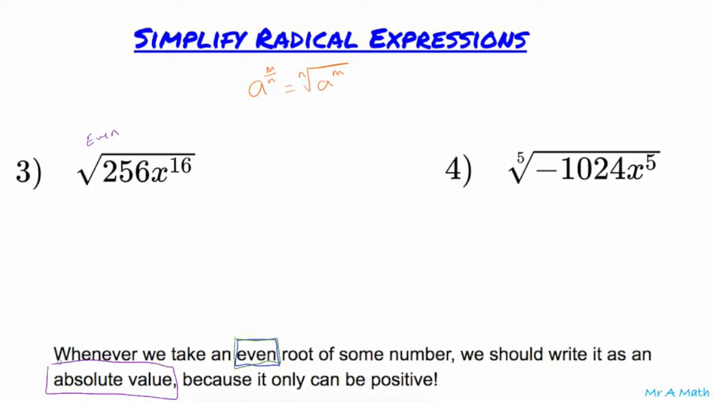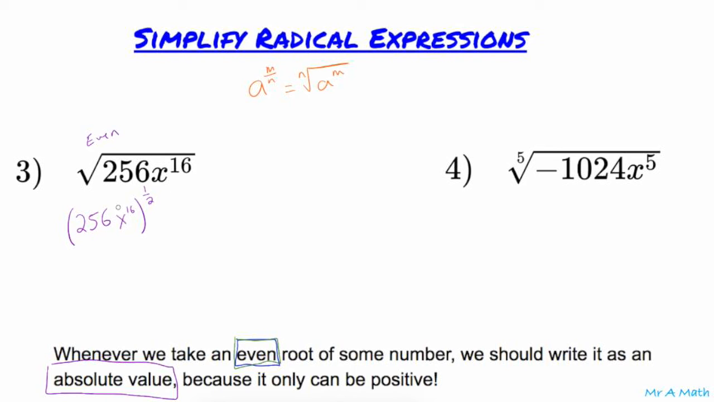So since it's an even root, it has to be a positive answer, because anything under an even root radical must be positive. So our final answer must be positive when we evaluate this. Now we're going to think about this: what is a square root really? Well, instead of writing it as the square root of 256 x to the 16th, it's just 256 x to the 16th to the 1/2 power.